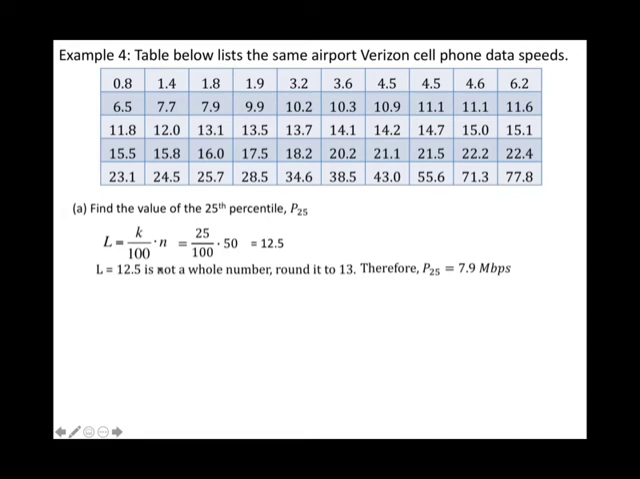Okay, one more time. Plug into this formula. If you have a decimal here, you always round it up. After you round it up, you count from the data to that position. So 13: 10, 11, 12, 13. So P25 equals 7.9.